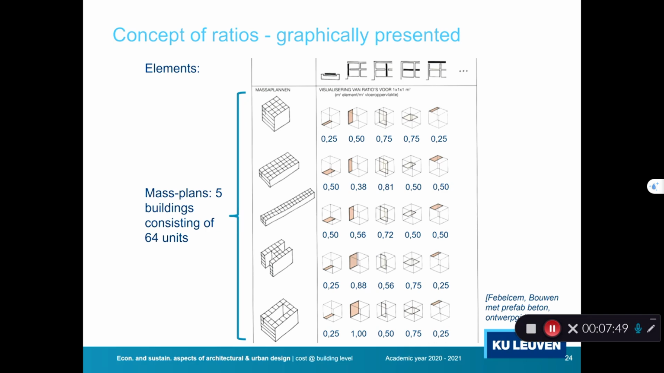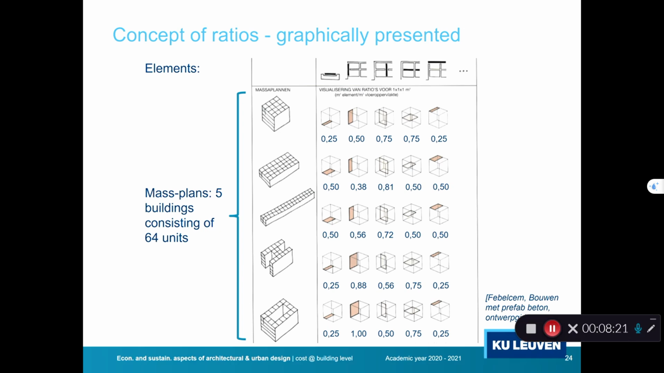What we see, for example, if we look again at the external walls, here we have an external wall of 0.5 square meter per square meter of floor area. The amount of external wall per square meter floor is lower for the second example, where it's only 0.38 square meters per square meter floor. It's higher for the third, as we have 0.56 square meters of facade per square meter floor, even higher for the next one, and highest for the last example.